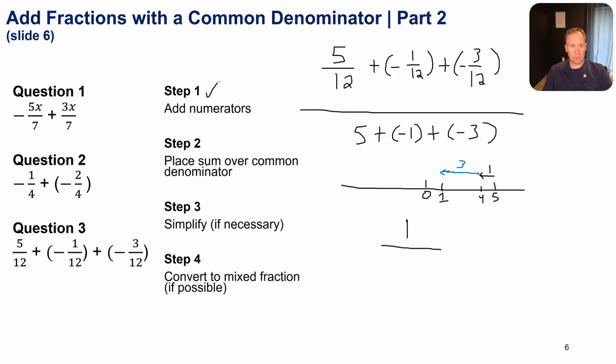That's step number 1. Adding our numerators is step number 1. We get +1. We then place the sum over the common denominator. Our common denominator is 12. I can't simplify. I can pretty much know that without even having to show the factors out, because when you have 1, 1 can't be simplified further. It's also not a mixed fraction. It's a proper fraction. The numerator is smaller than the denominator. So 1 over 12 is my result here.